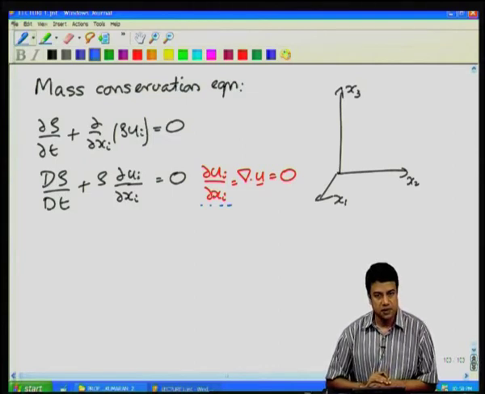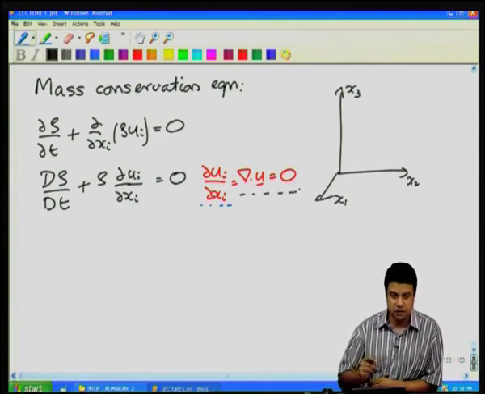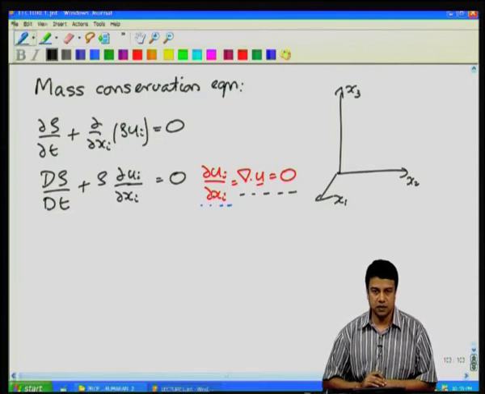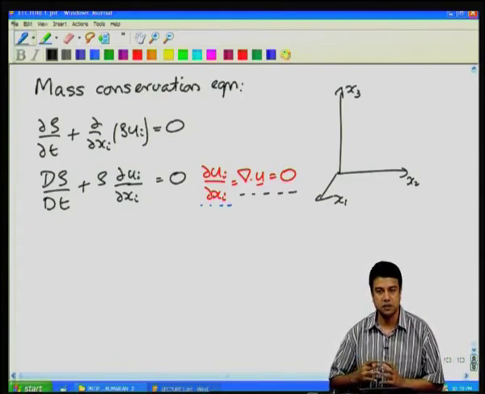So, this is the incompressible mass conservation equation. Divergence of velocity is equal to 0. That means that the radial part, the isotropic part of the rate of deformation tensor is 0. Locally in every volume, there is no volumetric expansion or compression.